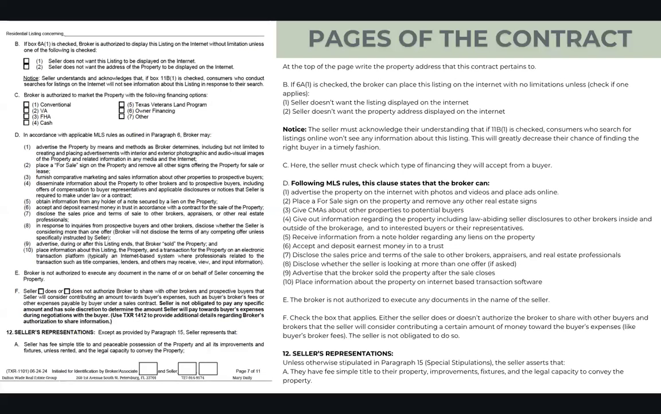And then F, you'll check the box that applies. So either the seller does or does not authorize the broker to share with other buyers and brokers that the seller will consider contributing a certain amount of money toward the buyer's expenses, like buyer broker fees. The seller is not obligated to do so. And then 12 is the seller's representations. So unless otherwise stipulated in paragraph 15, the seller asserts that they have fee simple title to the property, the improvements, the fixtures, and the legal capacity to convey the property.